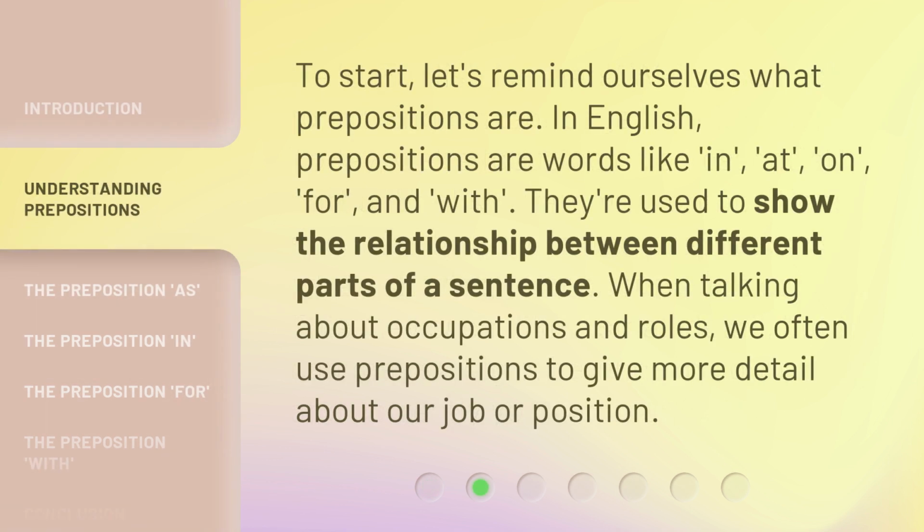To start, let's remind ourselves what prepositions are. In English, prepositions are words like in, at, on, for, and with. They're used to show the relationship between different parts of a sentence. When talking about occupations and roles, we often use prepositions to give more detail about our job or position.